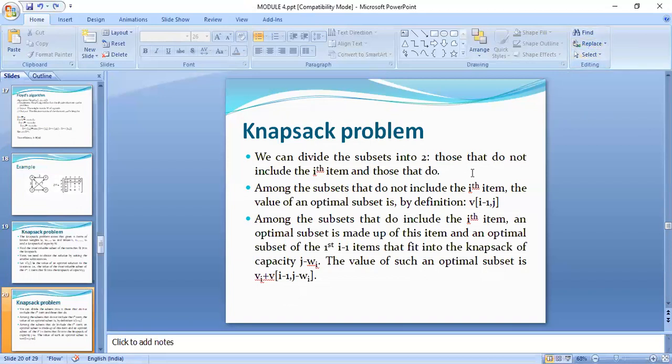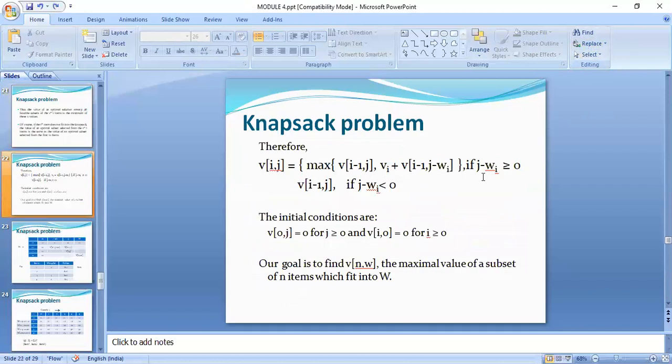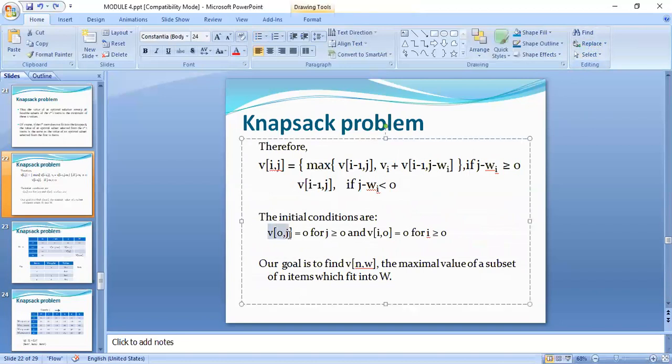But once you are including the item, we need to calculate the previous item. It is not only depending upon the previous item, but it is also including the current value. So add it up, find out which is maximum. That can be obtained by using this formula. This is a recurrence relation. So you need an initial value: we are saying that 0 comma j as well as i comma 0 both will be equal to 0, for all i and j greater than or equal to 0.